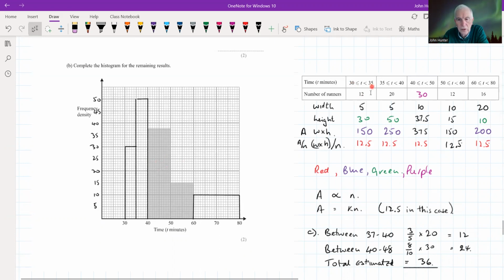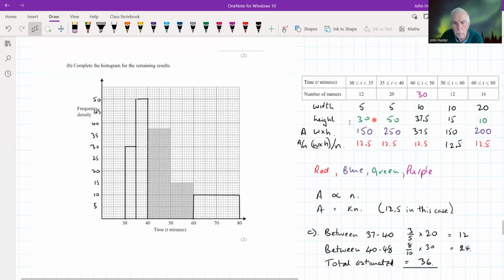Okay, so between 30 and 35, we've got 12. And 20 there. We don't know what this number is yet. When we say it's proportional, it's a little bit like the proportionality problems. We need to know what that constant of proportionality is. In other words, that's like the exchange rate, isn't it, between the area and the number, the frequency. Okay, so let's just complete what we can on here.